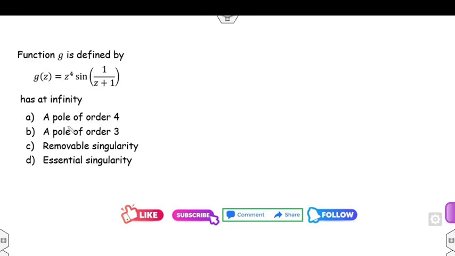Now again, pole or essential. Firstly we can find the limit at infinity. Limit z approaches infinity, z to power 4 sine of 1 over z plus 1. You can see that z is infinity, 1 over infinity is 0. It's z raised to power 4 into 0, that means infinity raised to power 4 into 0. Right? That is an indeterminate form.